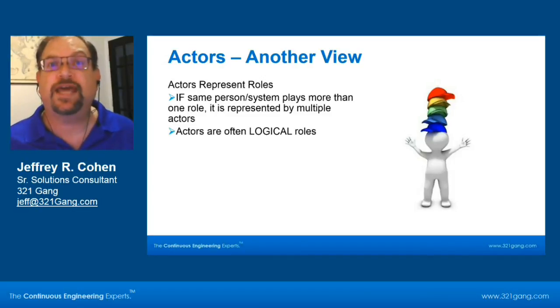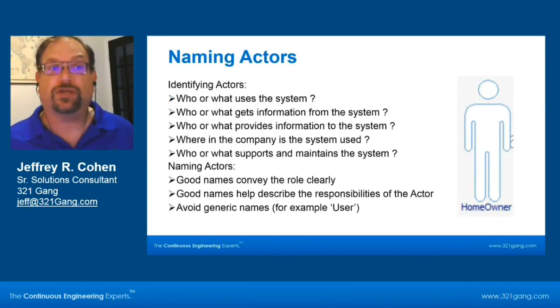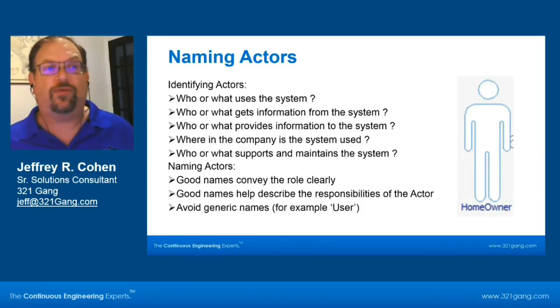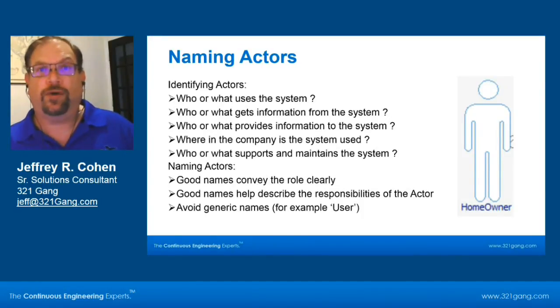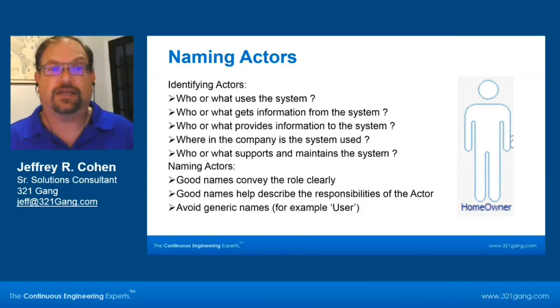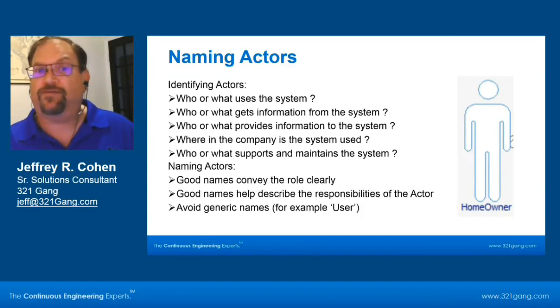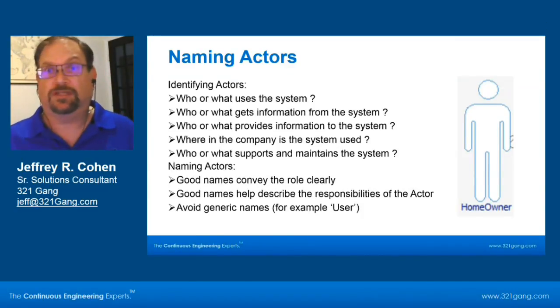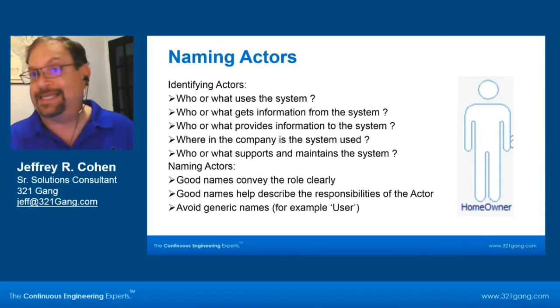So how are we going to identify and how are we going to name actors? One of the fastest things that I do is I draw a big circle around the system and I go through who or what uses the system. What information are they going to need or provide to the system? Who's providing that information? Is it coming from an API or is it being sent in?